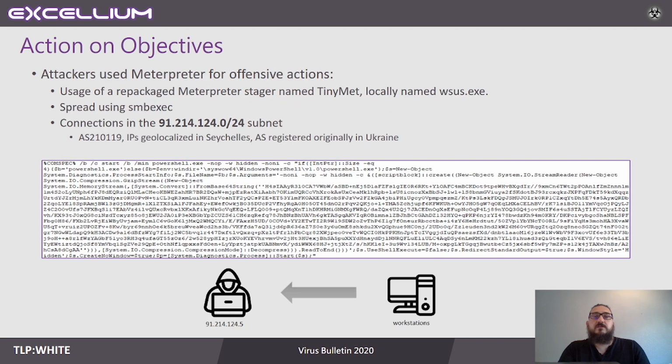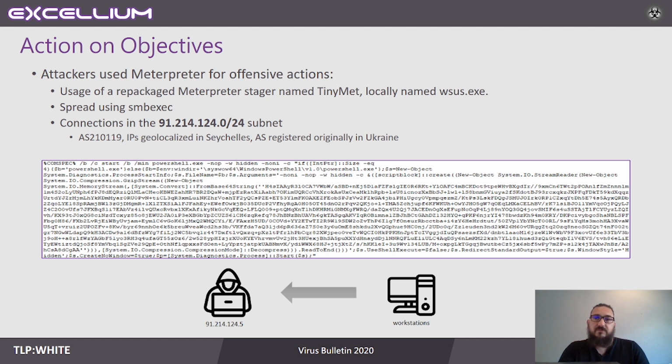Then what does the attacker do? Mostly he uses two things, Meterpreter and SMB exec. We found some Meterpreter directly connected back to an IP in session. And we also found some Meterpreter in listening mode, and he used it for lateral movement like that, from one to the other. We saw that the spread is done by SMB exec, and we saw a lot of artifacts of SMB exec on many servers.